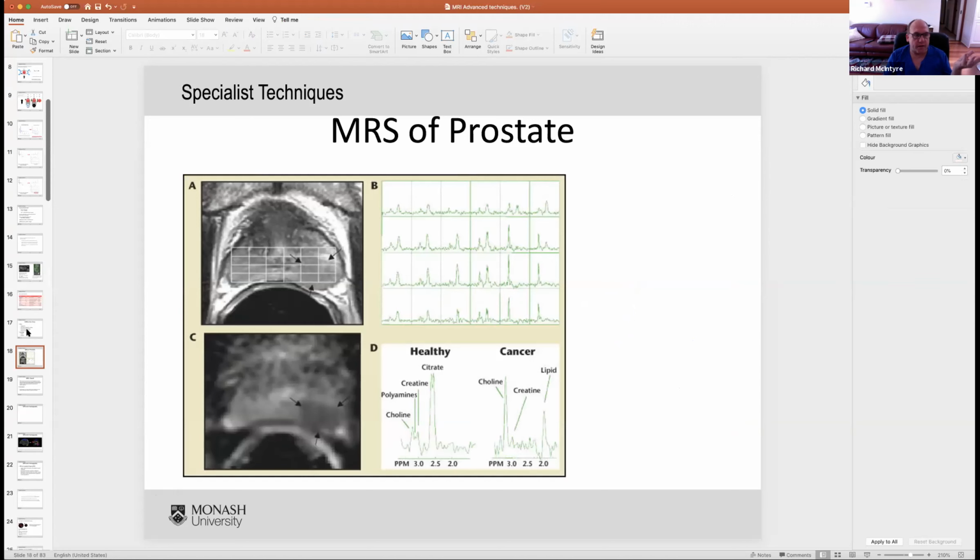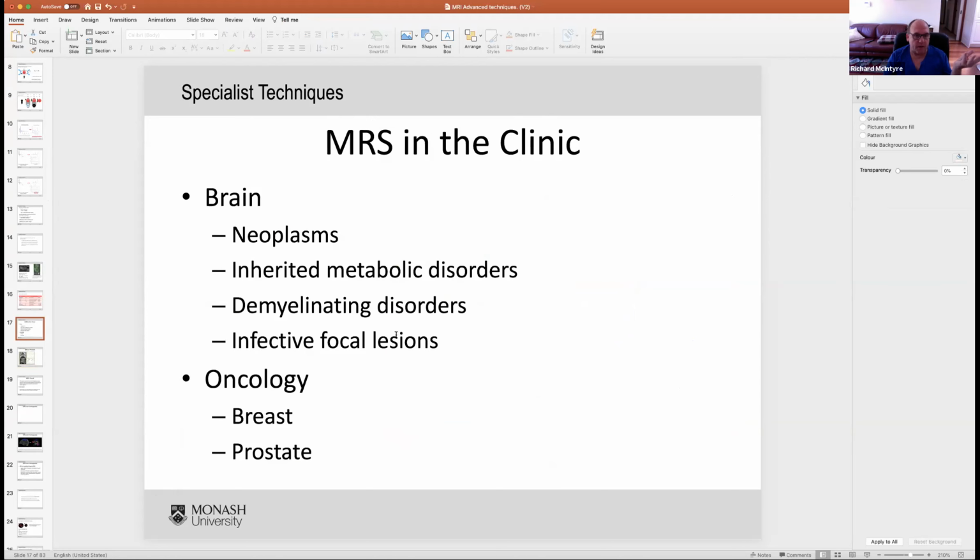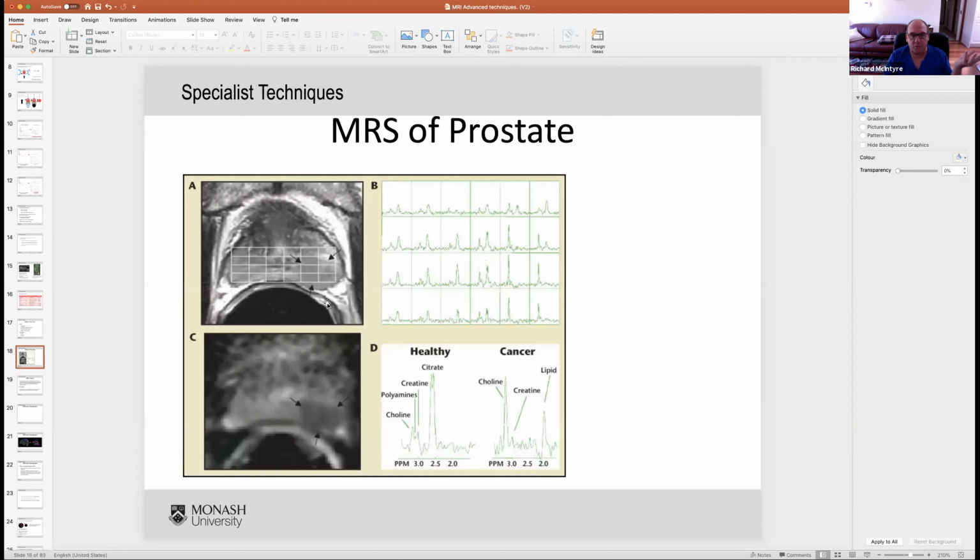We can do it in the prostate. So we get slightly different metabolites in the prostate. We get more lipids because we know we don't have a lot of lipids, if any, in the brain.